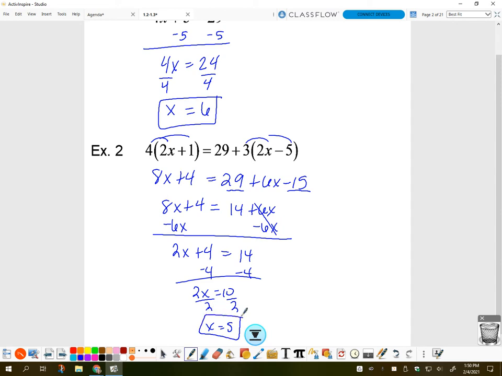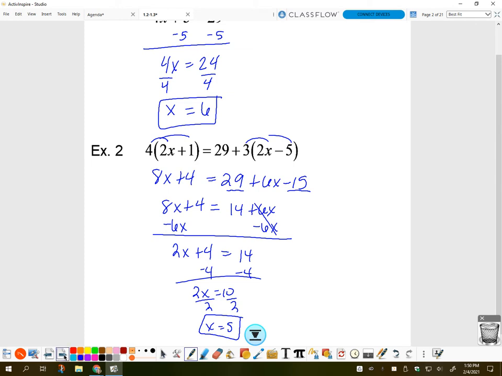Do I need to see every one of those steps from you? No. Do I need to see enough to be able to follow what your logic was? Yes, if you want some partial credit. And very soon I will stop showing that subtract 4 step. Okay, so there's 2 examples.